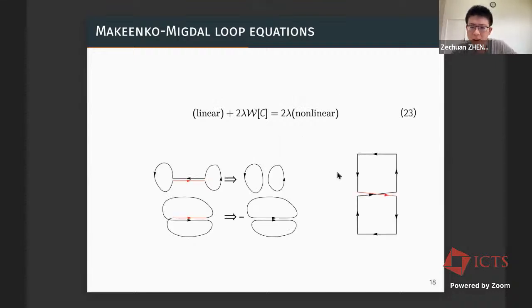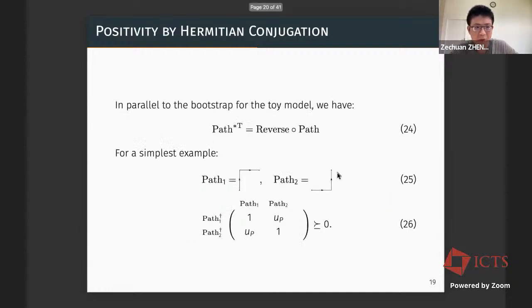Okay, this Wilson loop, the figure 8, looks like the number 8. This is one of the lowest order nonlinear loop equations. The nonlinear terms only appear when we have overlapping links. Okay, this finishes our very brief introduction to the loop equations.